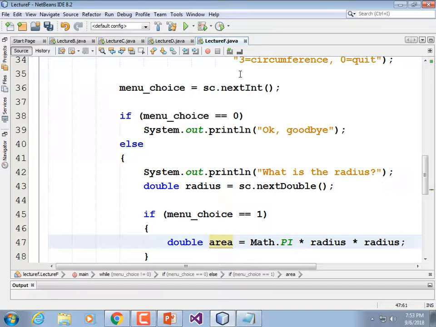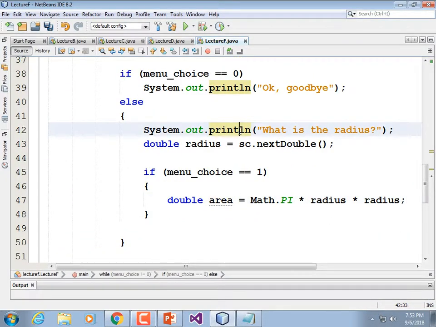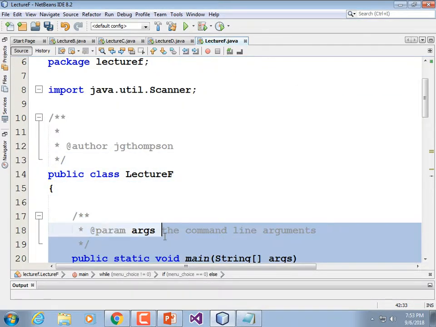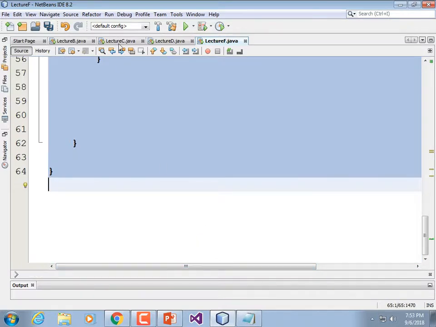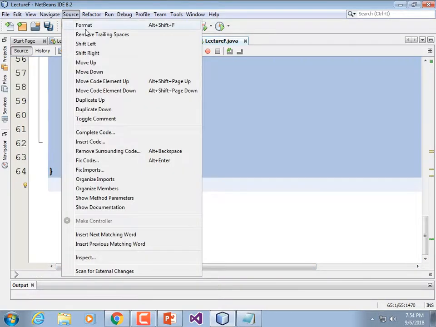I'll remind everybody of that. Okay, if you're starting to run into errors with brace placement, like it says, reached end of file while parsing, something like that, then something you'll want to do is to highlight everything. You can use Control A, and then hit Source Format.